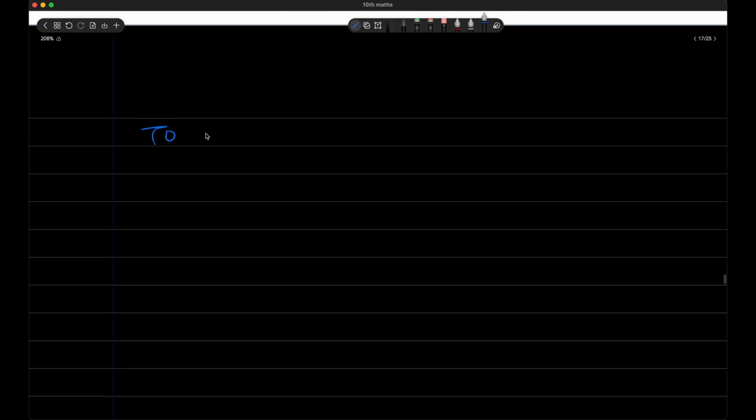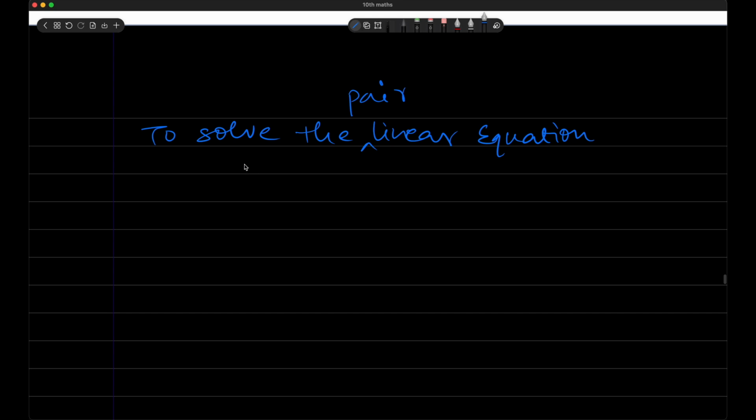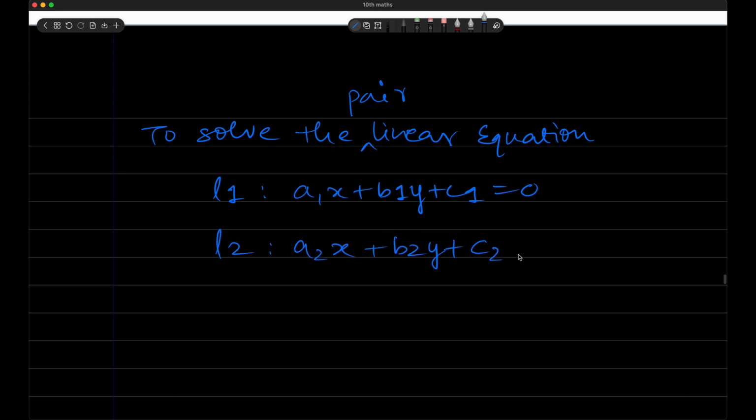To solve the pair of linear equations, line L1 is a1x plus b1y plus c1 equals 0, and line L2 is a2x plus b2y plus c2 equals 0. We have seen one method, that is the graphical method.